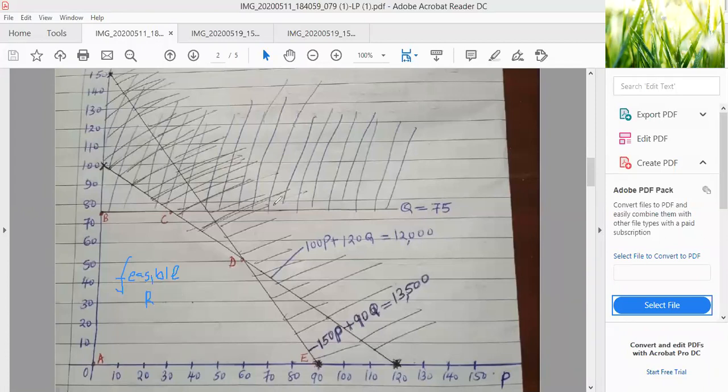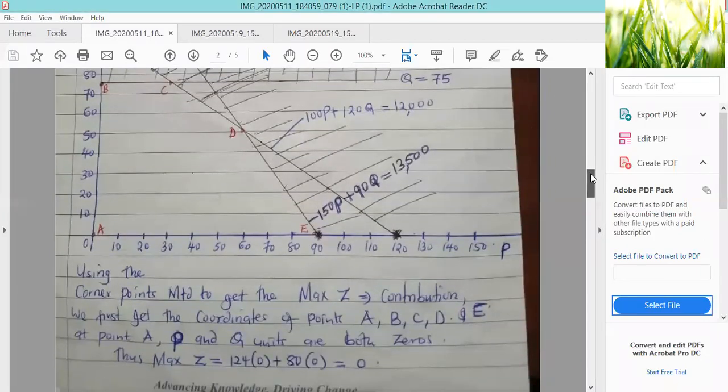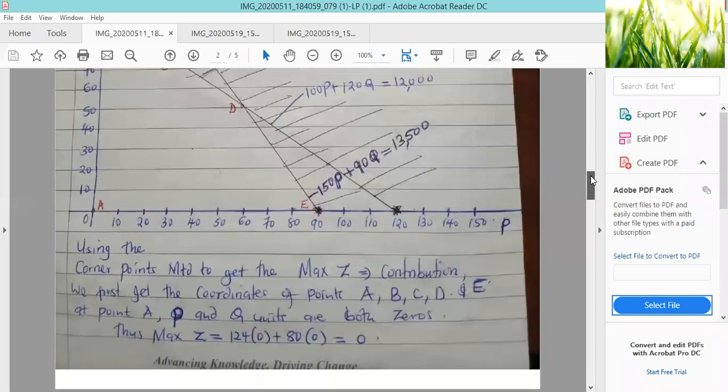Again, I've used what we call the corner point method, just reading through the coordinates at the corners of my shape here. Again, we can't tell exactly which shape this is. It doesn't look like a trapezium. So we find the coordinates at points A, B, C, D, and E, and you have to make sure you have picked all of them. Sometimes there are even so many. Be careful that you don't miss, because you might miss the one that is actually the optimal point.